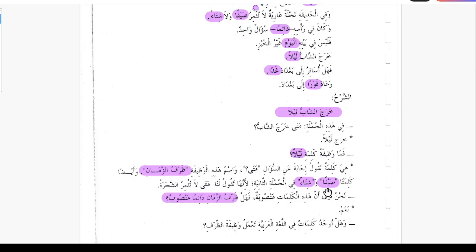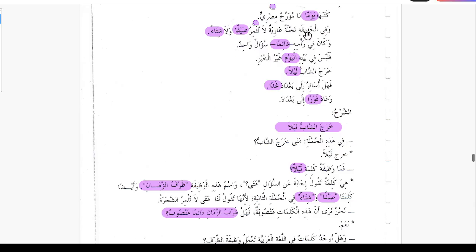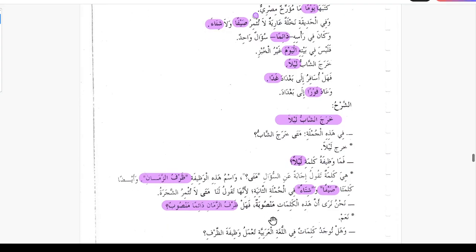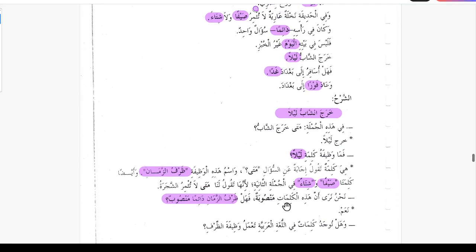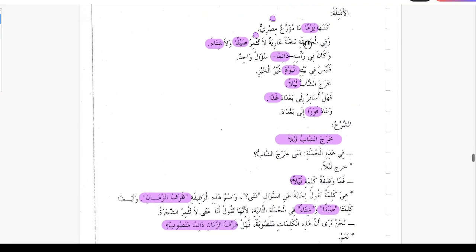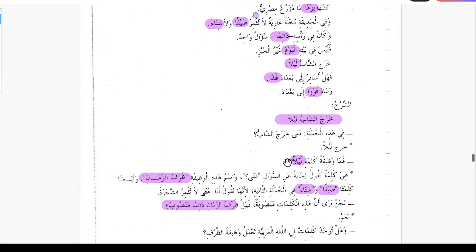Similarly, these two words in the second sentence, saifan and shitaan, are also zarfu zaman, because they tell us when the tree does not give fruit. "Nahnu nara anna hadhihi al-kalimati mansubatun". We see that these words are mansub, like all these words: yawman, saifan, shitaan, daiman, al-yawma, laylan, gadan, fawran. They are mansub.